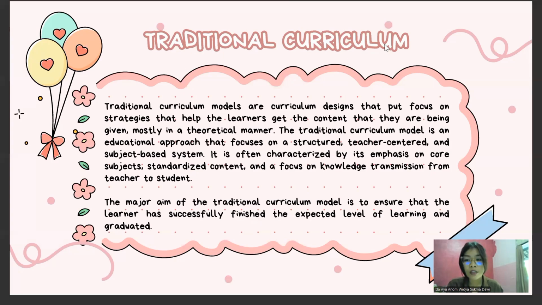It is often characterized by its emphasis on core subjects, standardized content, and a focus on knowledge transmission from teacher to student. The major aim of the traditional curriculum model is to ensure that the learner has successfully finished the expected level of learning and graduate.